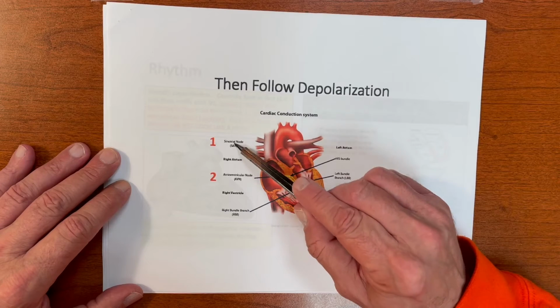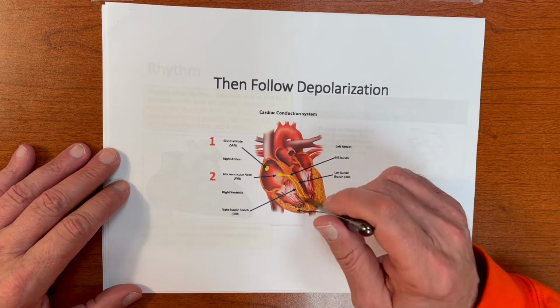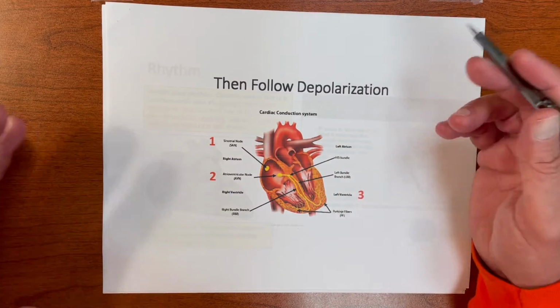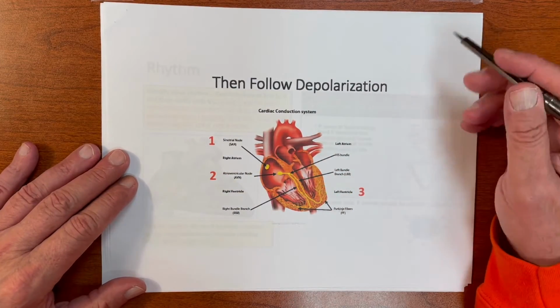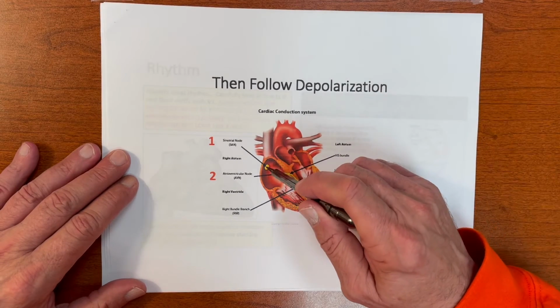We're gonna check off: Did it start in the sinus node or not? How does it get through the AV node? And how does it get through these conduction tubes, the bundle branches, into the ventricle? 1, 2, 3. Check, check, check. We already did the sinus node, okay? Upright P wave in lead 2.